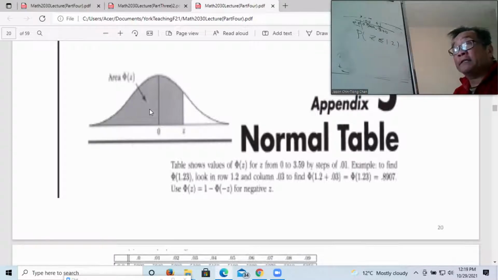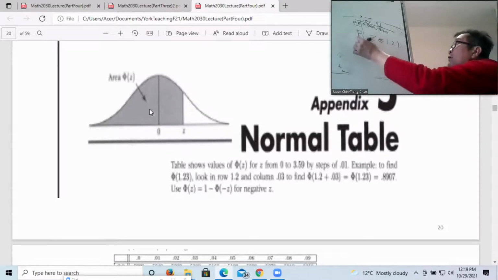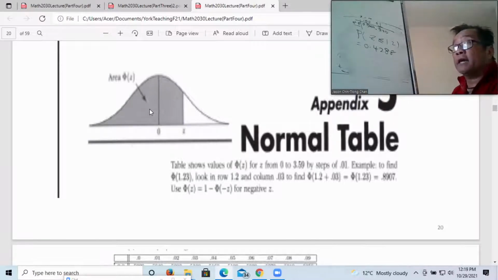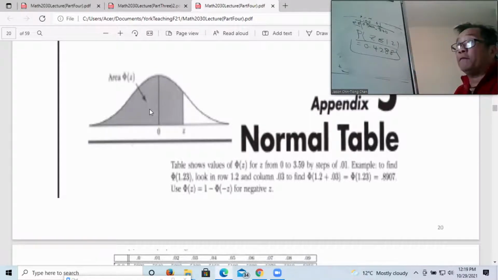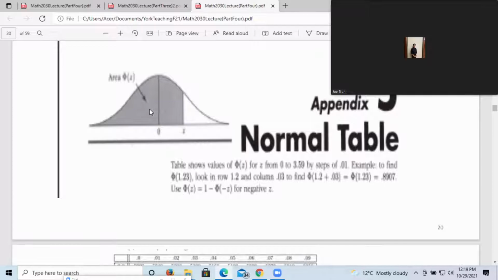Don't look at the table first. This one should be what? The answer. If I told you my answer is 0.4288, can you right away say my answer is wrong? Let's say you know a table, and I told you that my answer for this question is 0.4288. Can you right away say my answer is wrong? No, yes. Yes?